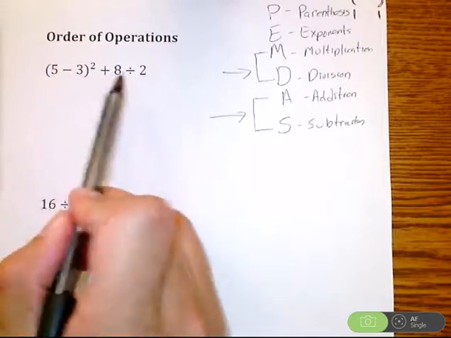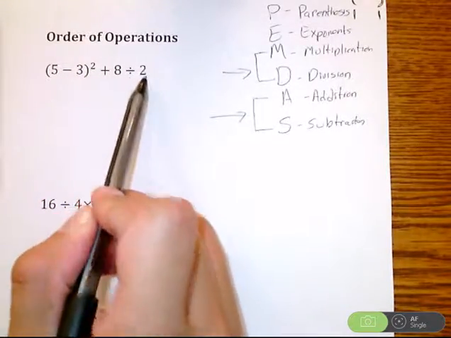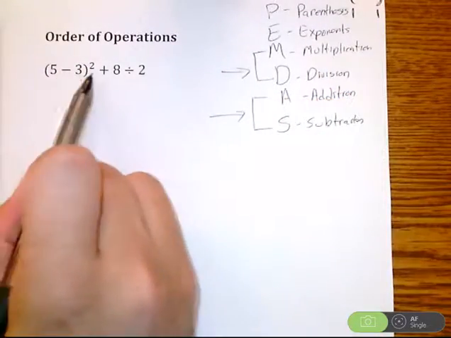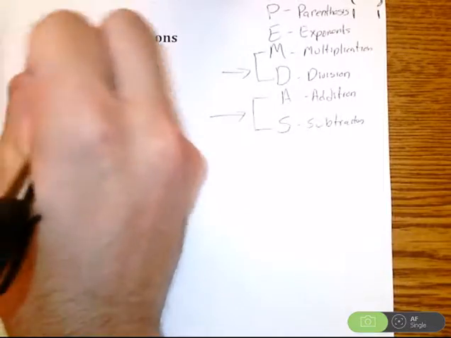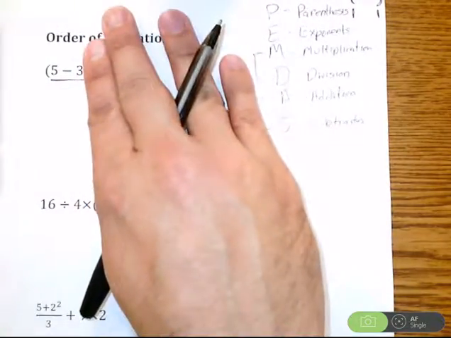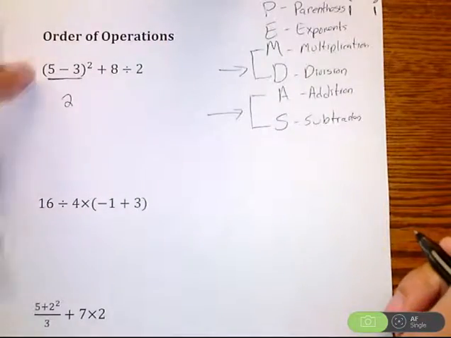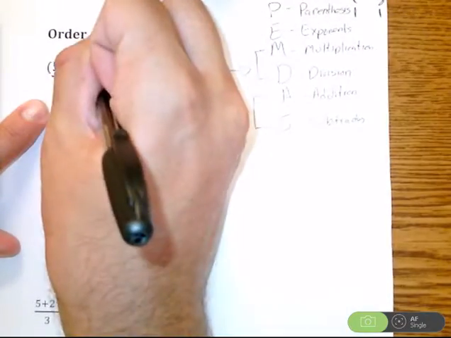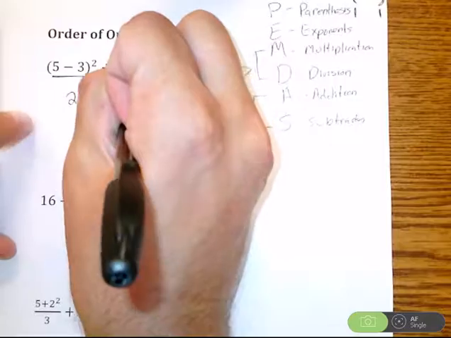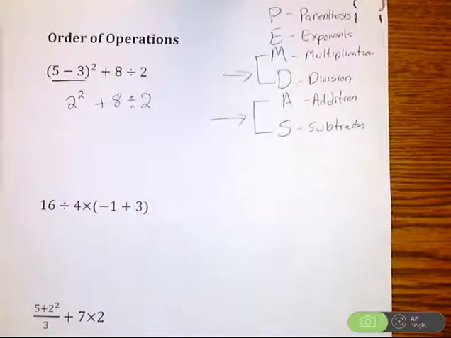So if I look at this first example, parentheses 5 minus 3, squared, plus 8 divided by 2. The first part of the order of operations is parentheses, which I have here. I'm going to underline that, and I'm going to tackle that first. So 5 minus 3, that's inside the parentheses. 5 minus 3 is 2. All I did was 5 minus 3. I haven't touched this square, the plus, the 8, the division, or the 2. So I just rewrote everything else that I haven't touched.